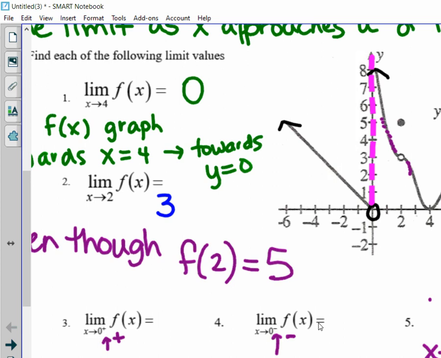Anybody have any idea what those are for? Any experience with limits? Very good. Yeah, they're direction indicators, right? So a plus means we're approaching from the right. Sometimes this is called a right-hand limit, because if you put your hands on the graph, you would be using your right hand, tracing the graph, getting close to 0.